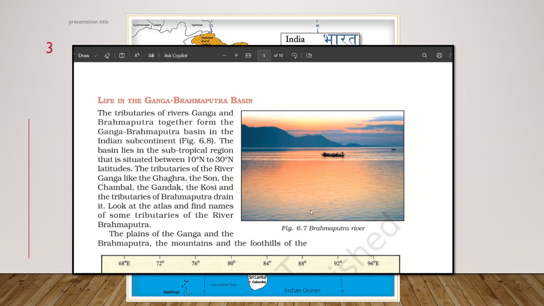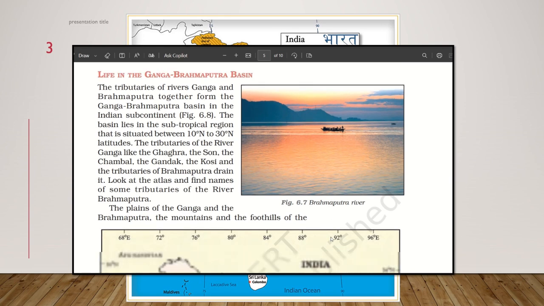The basin lies in the subtropical region, situated between 10° north and 30° north latitudes. The tributaries of the river Ganga like the Ghagra, the Son, the Chambal, the Gandak, the Kosi, and the tributaries of Brahmaputra drain it. Here is a homework: you have to comment what the tributaries of Brahmaputra are.